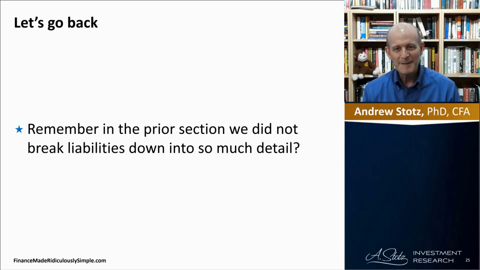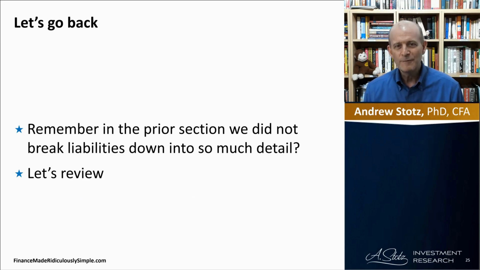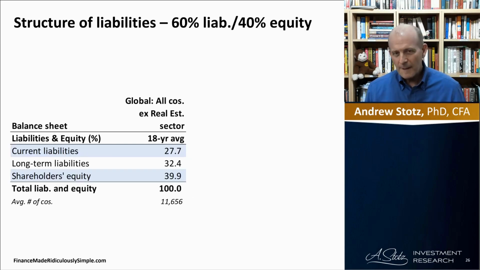So let's go back. Remember in the prior section, we didn't break down liabilities into too much detail. Let's review what we did. In the prior section, we looked at liabilities and said that there's a 60-40 split, that 60% liabilities, 40% equity. Now, when we look at the current liabilities and long-term liabilities, the question that I asked back then and that I wanted you to think about is, is this all debt, meaning borrowing?